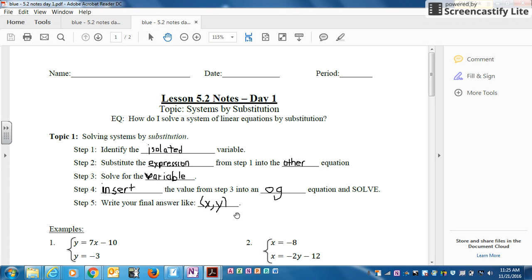Okay, this is 5.2 notes, day 1. This is mostly in case you were absent in class and you want to get the notes. But this is solving systems of equations by substitution.